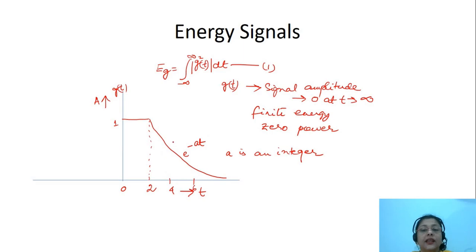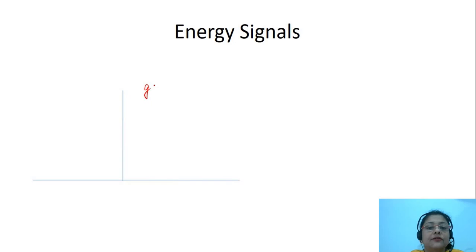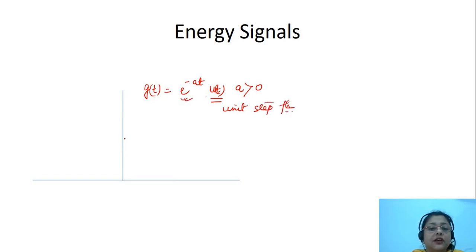Okay. Let's take another example. Let's say we have g(t) is equal to e to the power minus at into u(t), where a is greater than 0. u(t) is the unit step function. Whenever we multiply any signal with u(t), the resultant will be starting from 0 value. So g(t) will start like this.